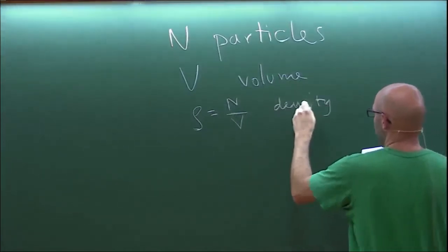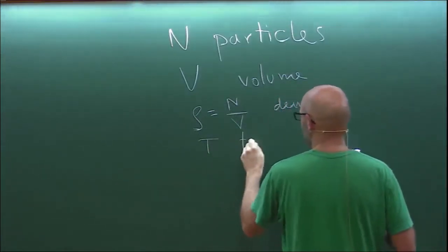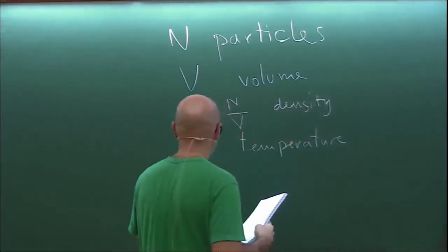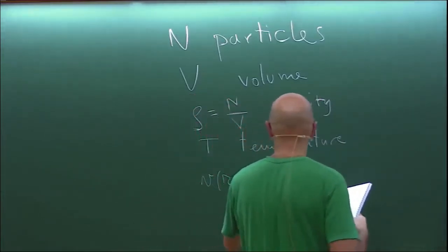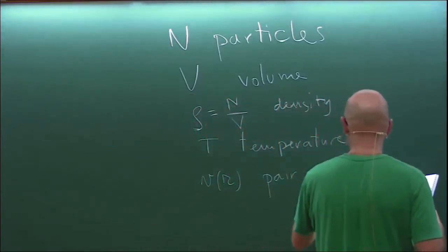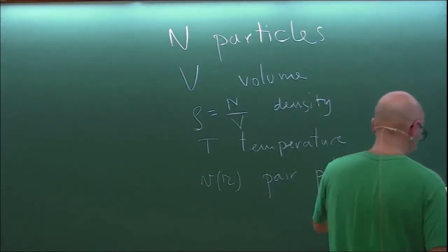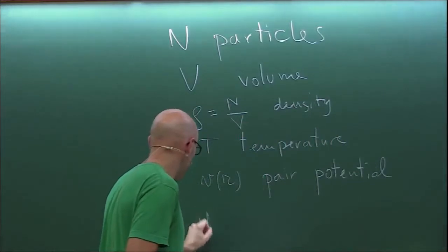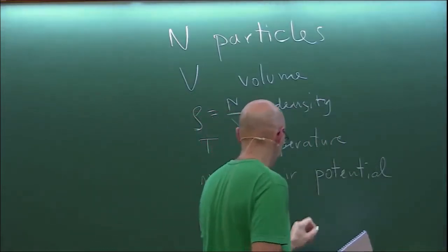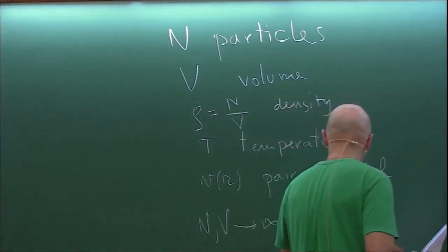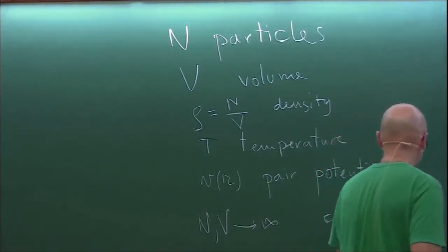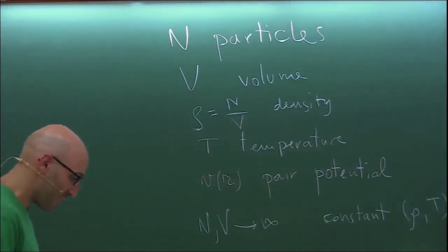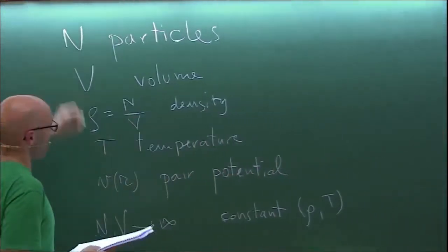And temperature T, and there will be some pair potential V of r. And of course I will consider the thermodynamic limit, where N and V go to infinity with constant rho and T. So rho and T will be the control parameters. Now, this will be the system.